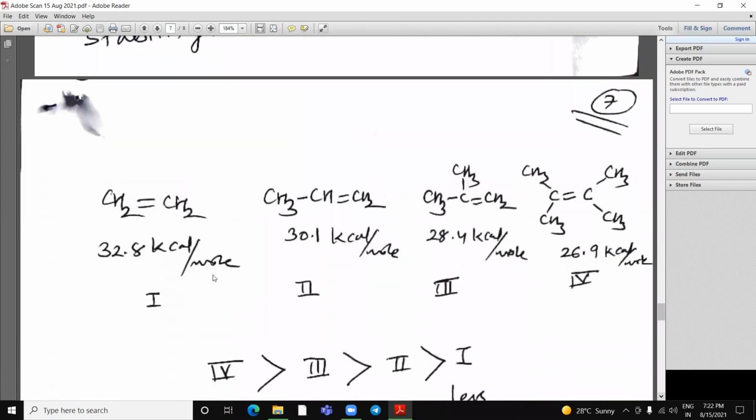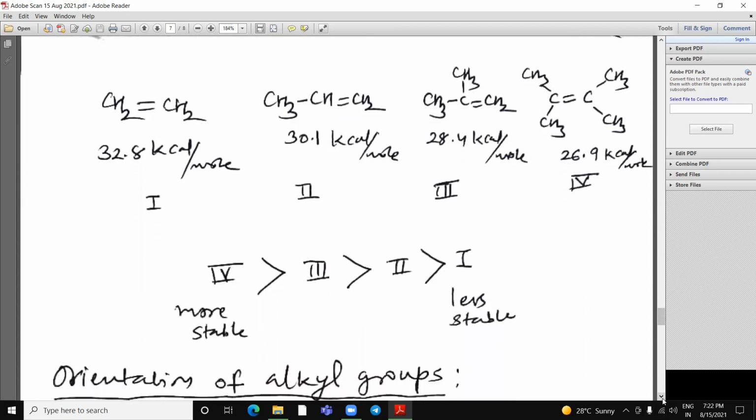See here, these are ethene, propene, isobutene, then tetramethyl ethene. So these molecules have different heats of hydrogenation. Here the lowest is tetramethyl ethene. So tetramethyl ethene is more stable and ethene is less stable.